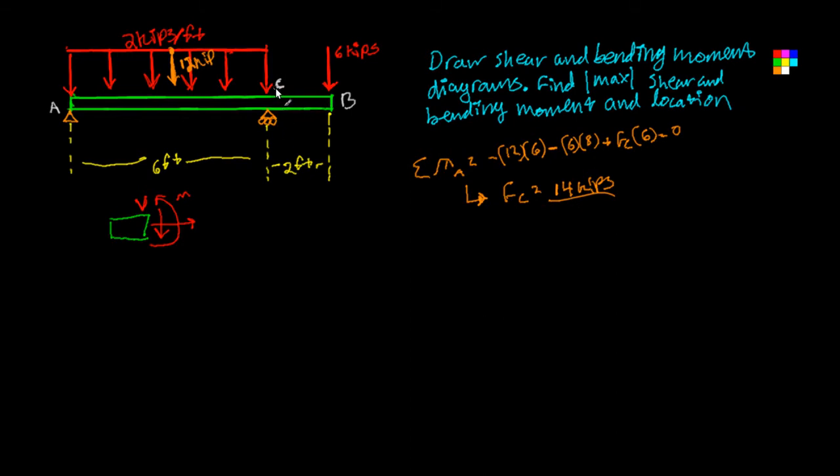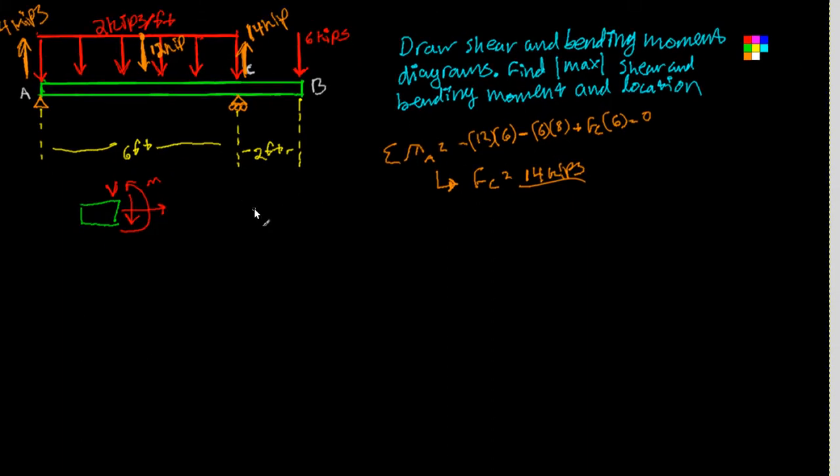And so we'll draw this up. 14 kips. And then we can use our sigma Fy equation to say, well, we've got 12 kips down here, 6 kips down here. That's 18 down, and we only have 14 going up. So that leaves 4 kips up at A. Okay, all makes sense.